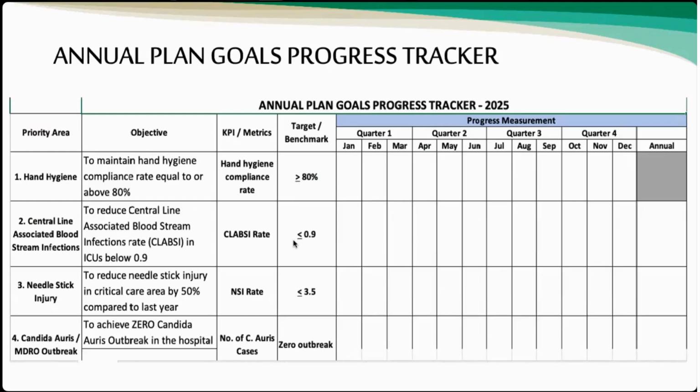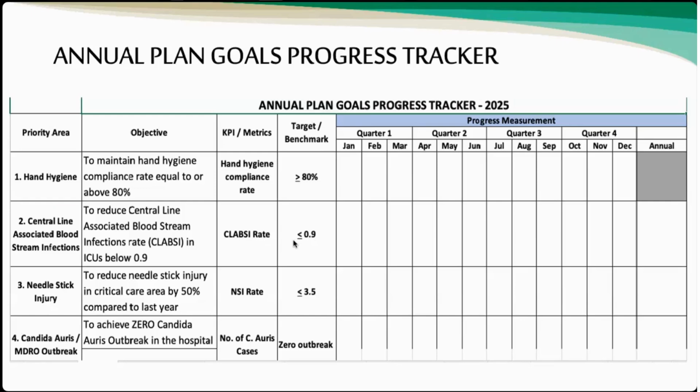So this is an example of the annual plan goals progress tracker. For the goals, we chose hand hygiene, to maintain hand hygiene compliance rate equal to or above 80%. What will be our indicator? It's the hand hygiene compliance rate. So if we check on a monthly basis, is our objective achieved? At the end of the year, when we reach December 2025, we will achieve more than 80% compliance rate for hand hygiene.